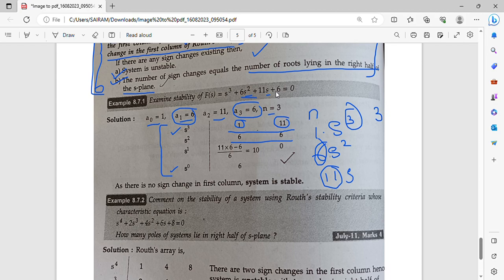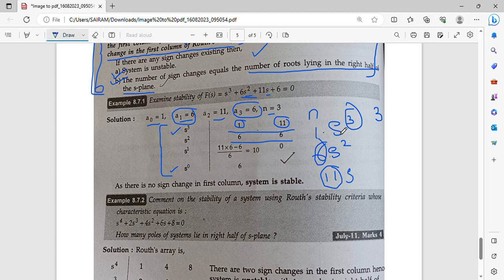So for that, what you do is, first write S to the power of 3, S to the power of 2, S to the power of 1 and S to the power of 0. Then in these two rows, first write A of 0 and A of 2, that is even coefficients, and here write A of 1 and A of 3. And after this you are going to find out this B.